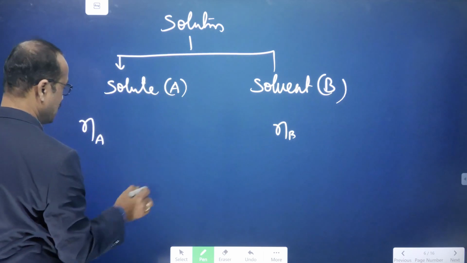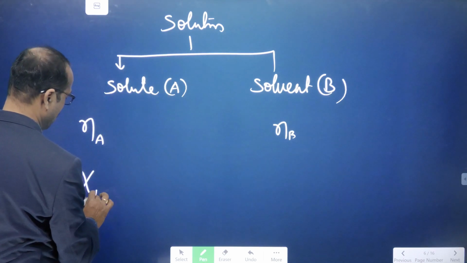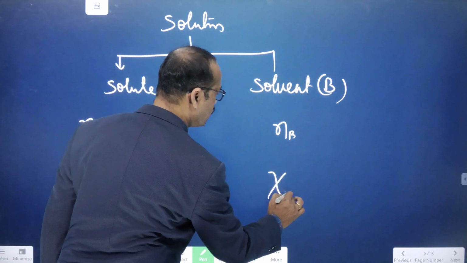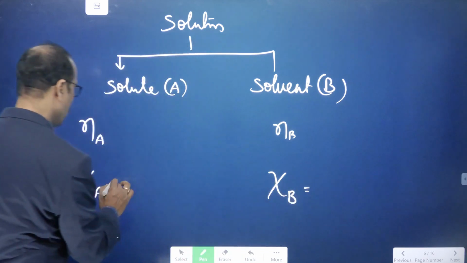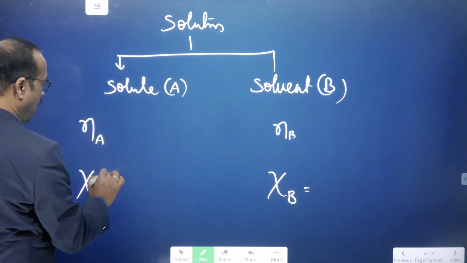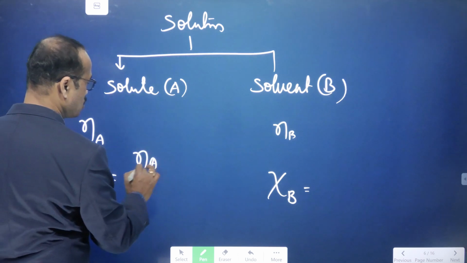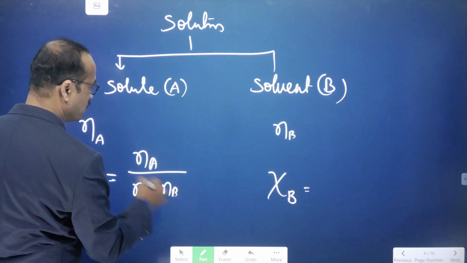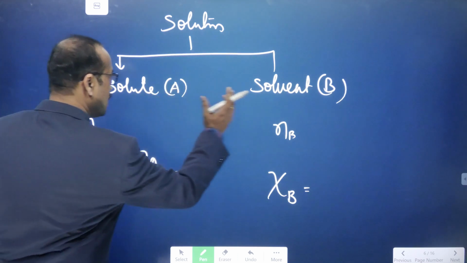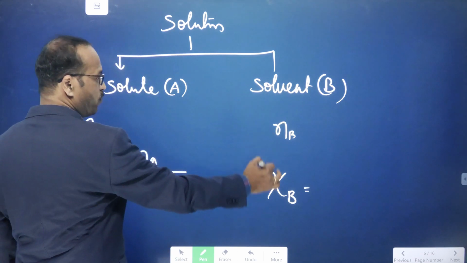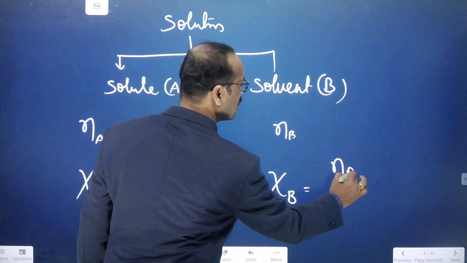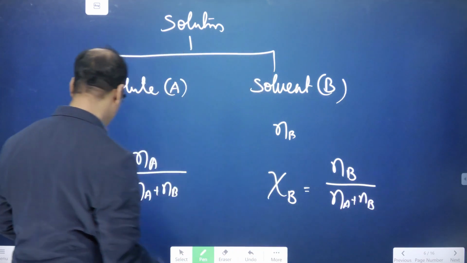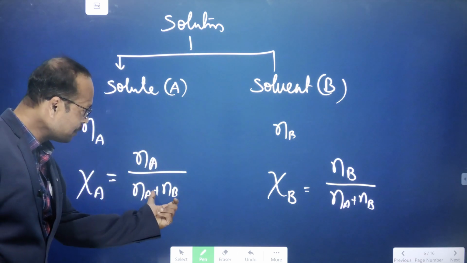Now, mole fraction is of two types. We can calculate the mole fraction of A, that is the solute, and the mole fraction of B, that is the solvent. The mole fraction of the solute is the ratio of the number of moles of solute to the total number of moles of solution, so moles of solute plus moles of solvent. If you want the mole fraction of solvent, it is the number of moles of solvent by the total number of moles. So XA is equal to Na by Na plus Nb.